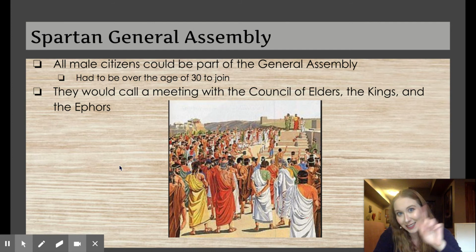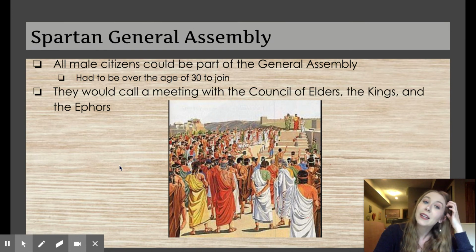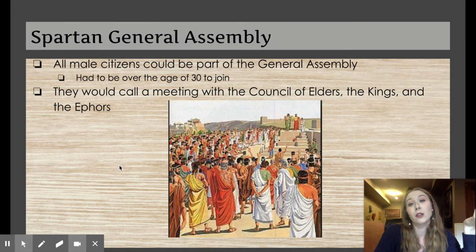The General Assembly does not. So the General Assembly is all male citizens that could be part of the General Assembly. All male citizens. You don't have to own land. If you're a male and you're over the age of 30, you can join. They're going to hold meetings with the Council of Elders, the kings, and the emperors. So they're going to hold those meetings.